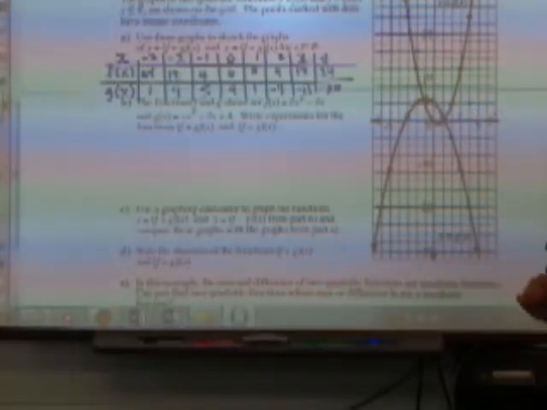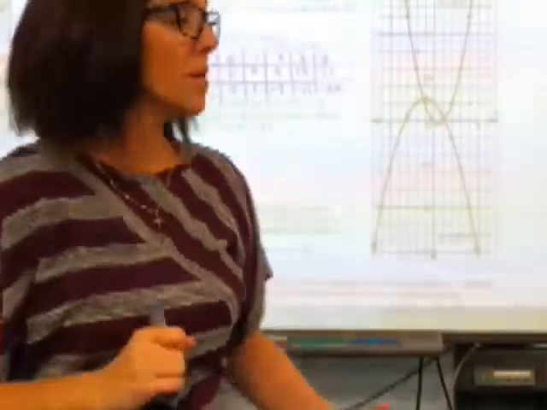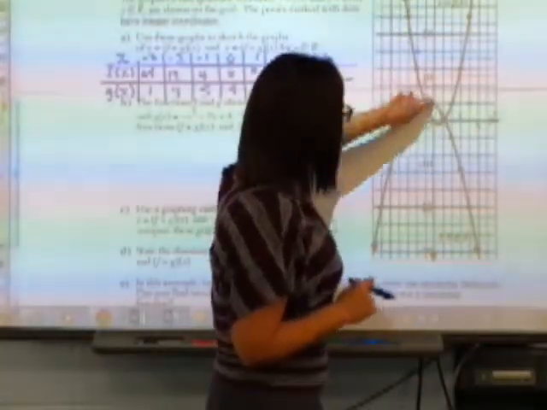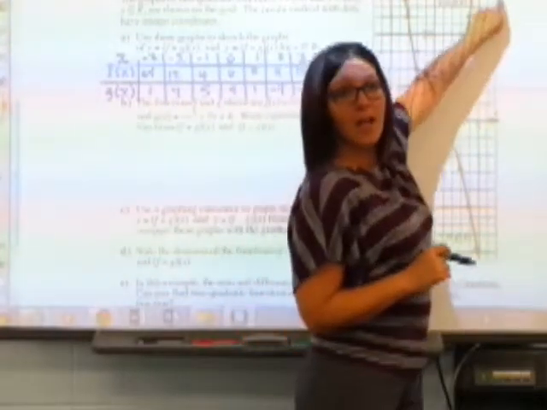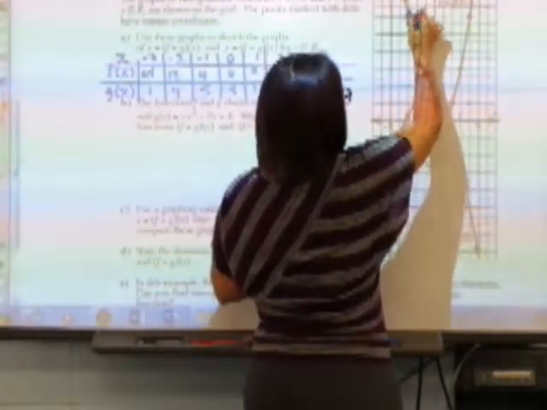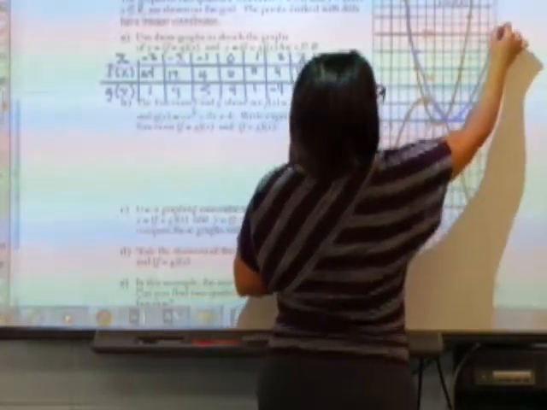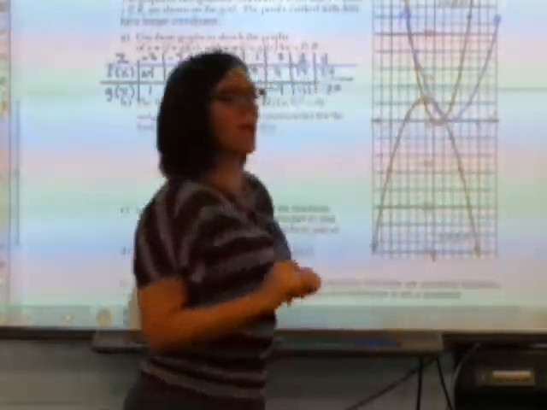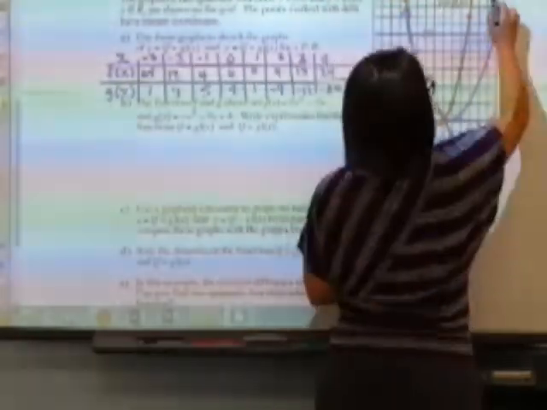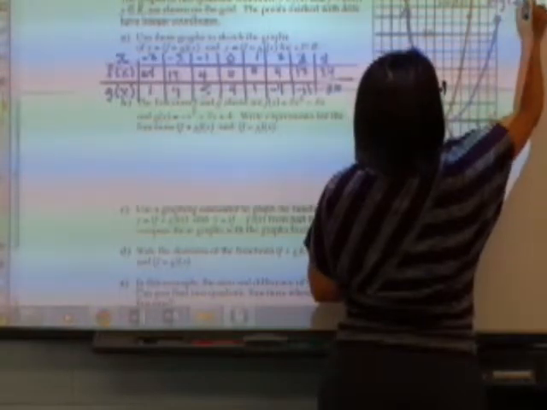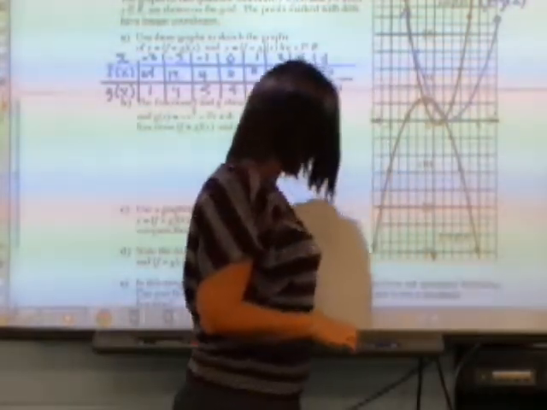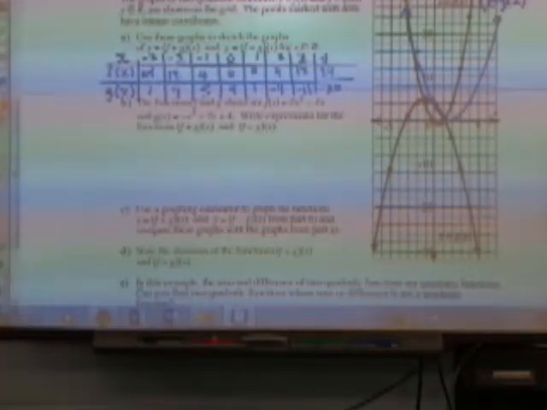So if I joined these points together with a smooth curve, because what you can see is that it does get to this minimum point and then comes up again. So if I join this together, that's what my f plus g of x graph would look like. So what I'm going to do is give you a couple of minutes to do the f minus g of x graph and see how you do on that one.